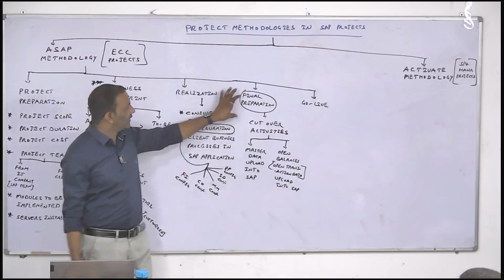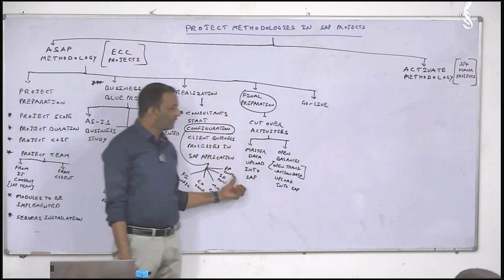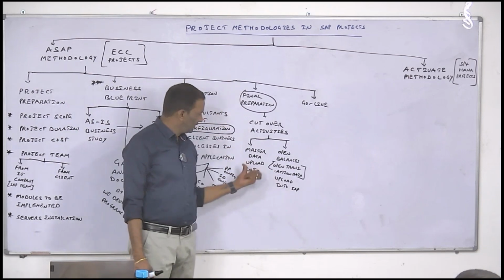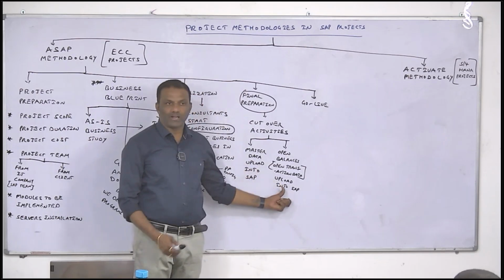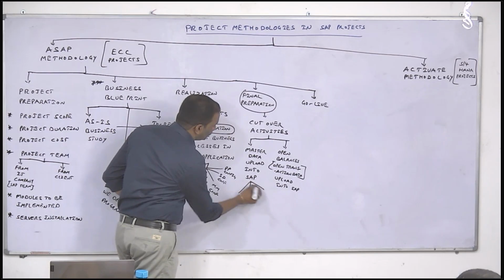So in final preparation, we do cutover activities. In cutover activities, you can divide that work into two ways. What are those? Master data upload and open balance upload. What are the different master data that an organization normally has?